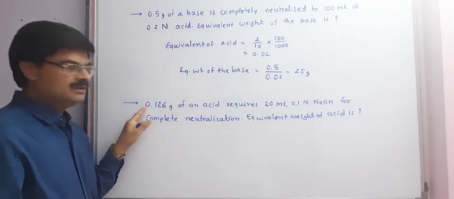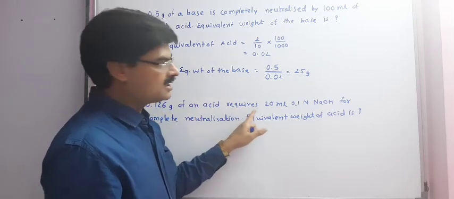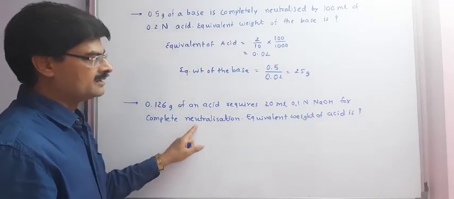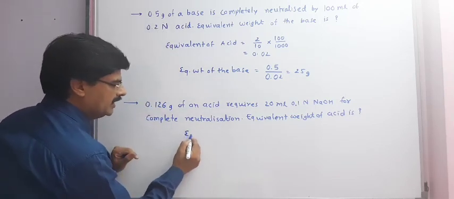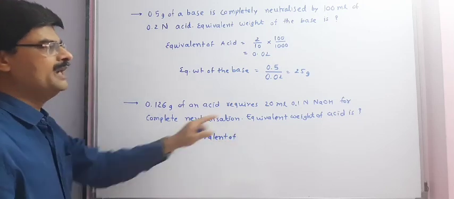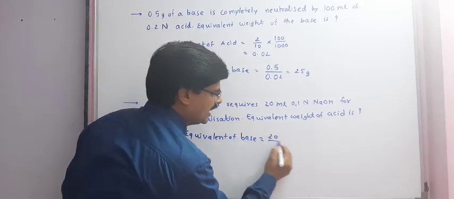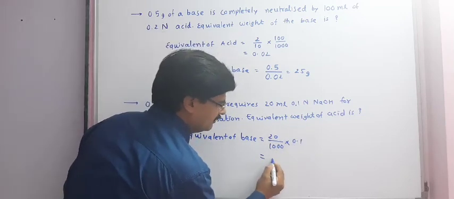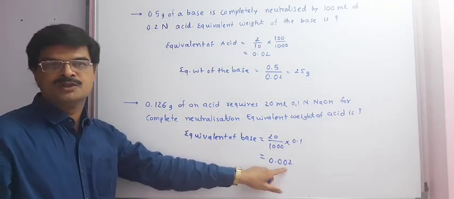In another question, 0.126 gram of an acid requires 20 ml 0.1 normal NaOH for complete neutralization. We have to find equivalent weight of acid. So first of all, equivalent of base is equal to 20 by 1000 into 0.1. We will get 0.002. Equivalent of base is equal to 0.002.